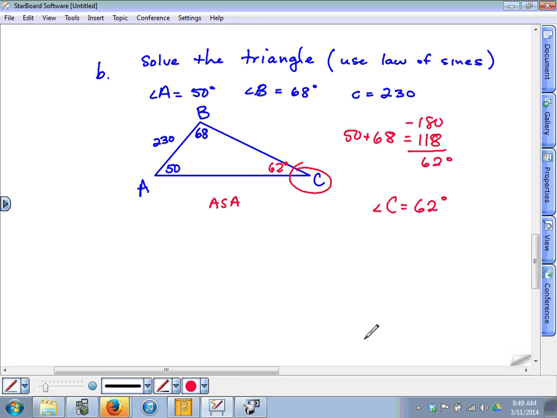So now we know all the angles. Now we can't solve for two sides simultaneously. We have to solve for one, then do law of sines again to solve for the other one. The reason we can't solve for two sides simultaneously is that's one equation with two unknowns. We can only have one equation with one unknown. So we've got to choose one. Which one do you want to solve for first, a or b?